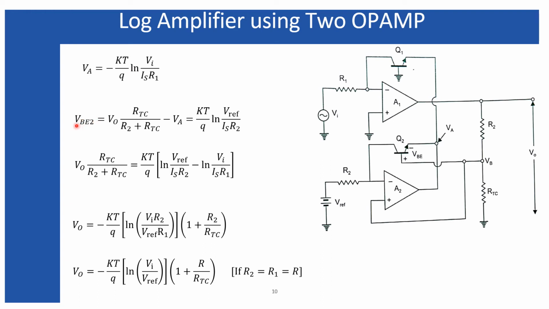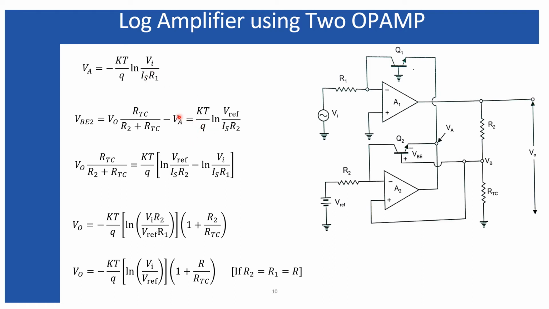Again, this VB, from the basic rule of the logarithmic amplifier, can also be represented as kT divided by q times natural logarithm of V reference divided by IS times R2. Look at here, no negative sign is appearing because I have directly obtained this VB. A negative sign appears if VEB should be there. But since I am considering VB, there is no negative sign, it is just a positive sign.